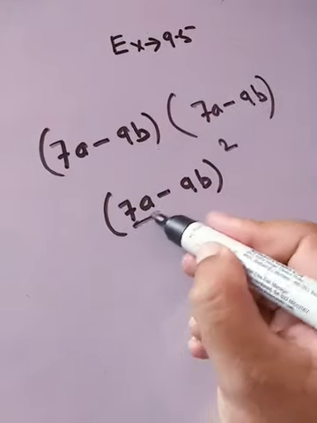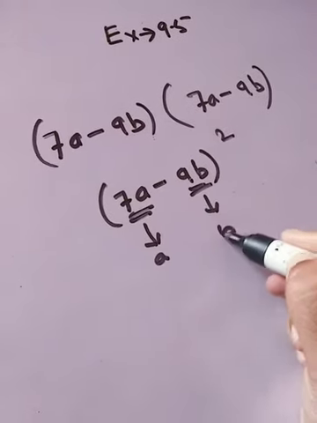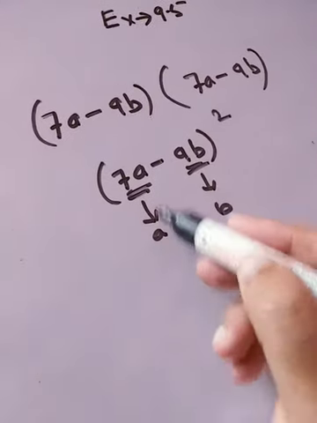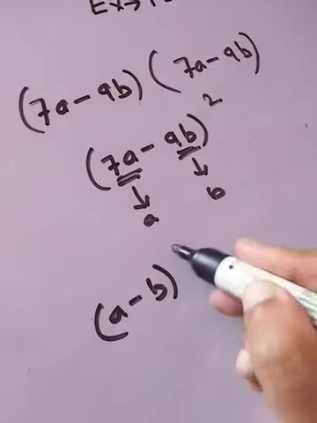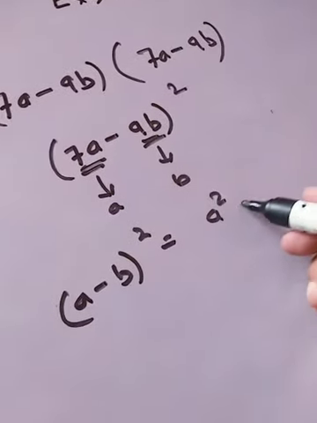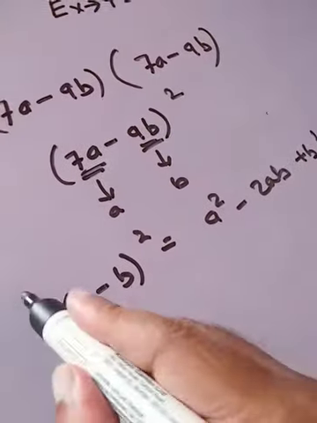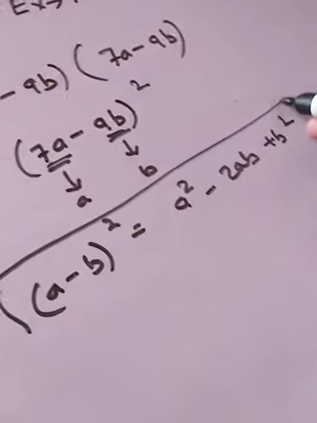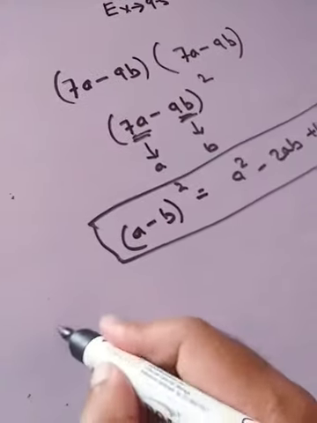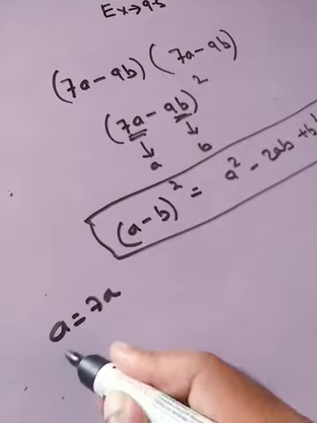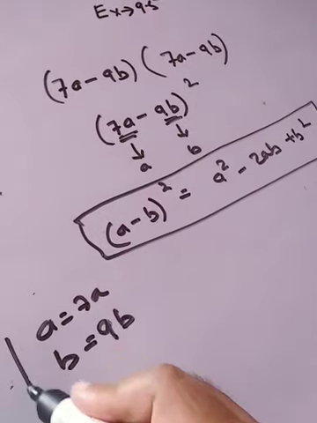So if we consider this as a and this as b, what is the formula we'll use? A minus b whole square. So we'll use this identity. A minus b whole square. What is the formula? A square minus 2ab plus b square. Okay. So this is the identity that will follow like this sum. So a is what? 7a. And b is what? 9b. Okay.